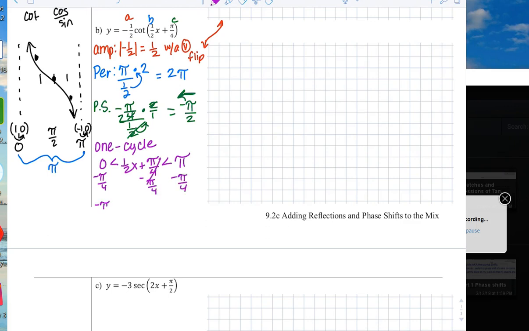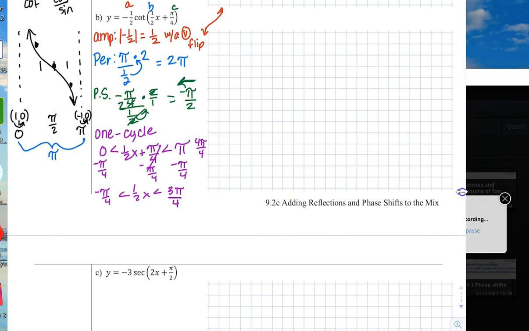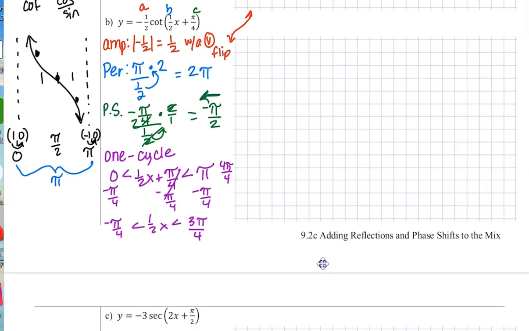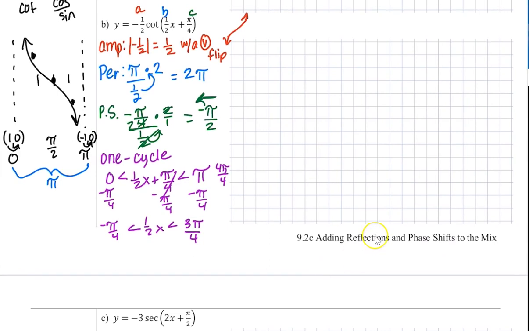And we get negative pi over 4 less than half x, less than, that's what, 4 pi over 4 minus pi over 4, which is 3 pi over 4. Oh, I'm off the screen here. I'm going to stretch this out a bit so we can see a little better. How's that? Better? Yeah. Sorry about that.